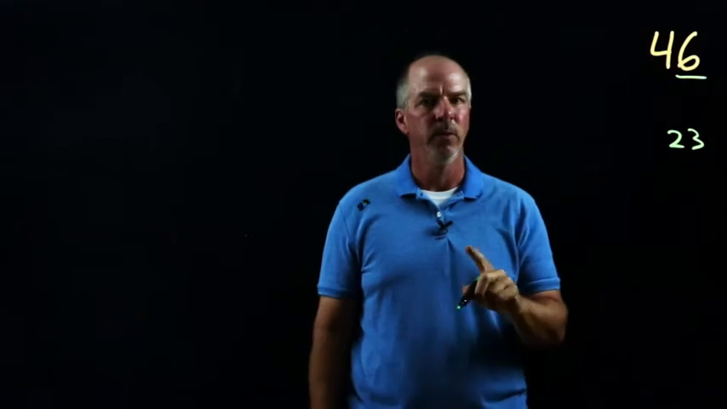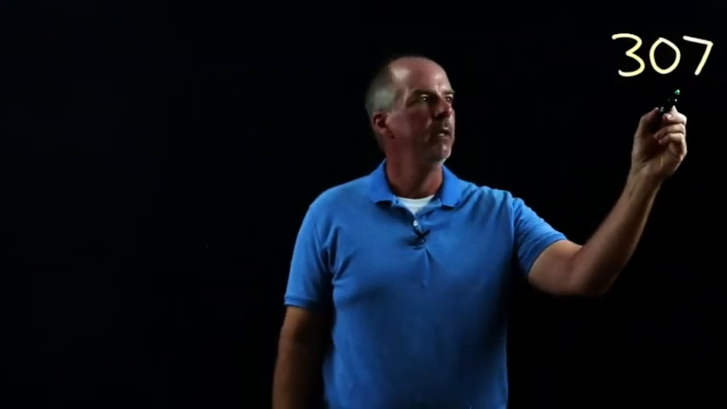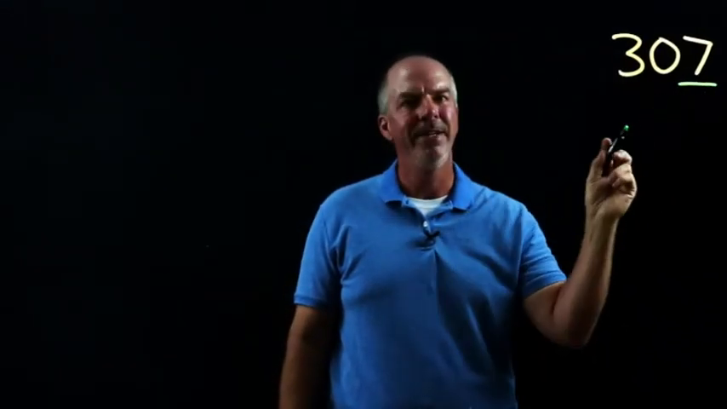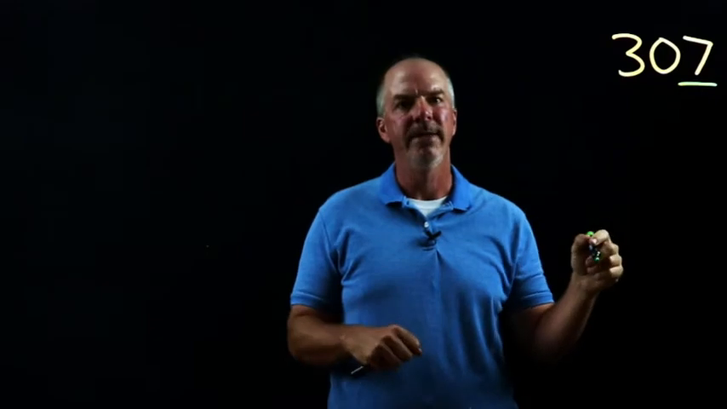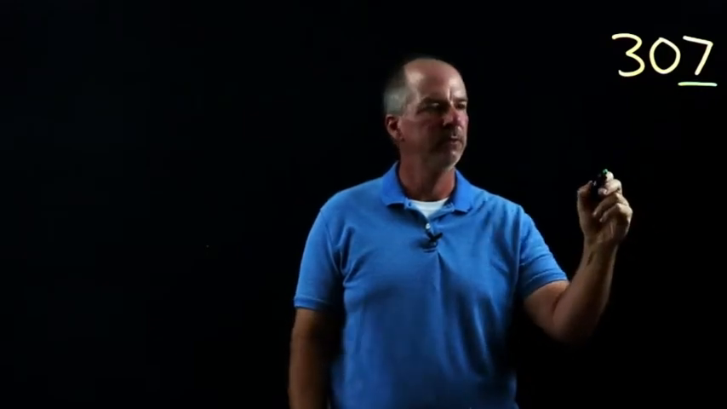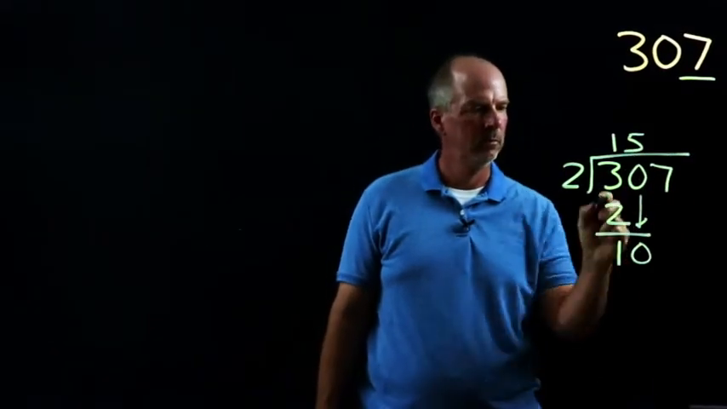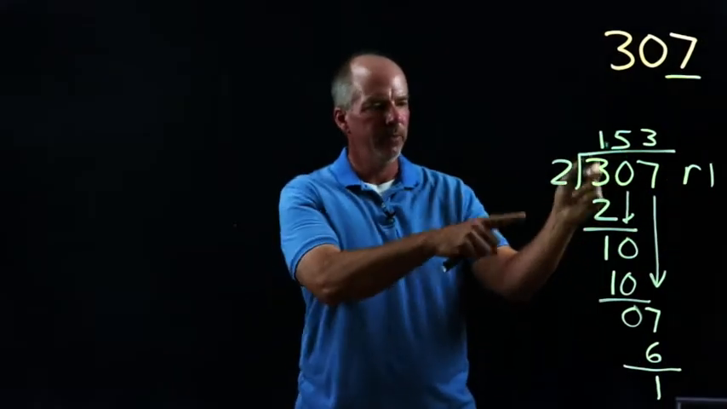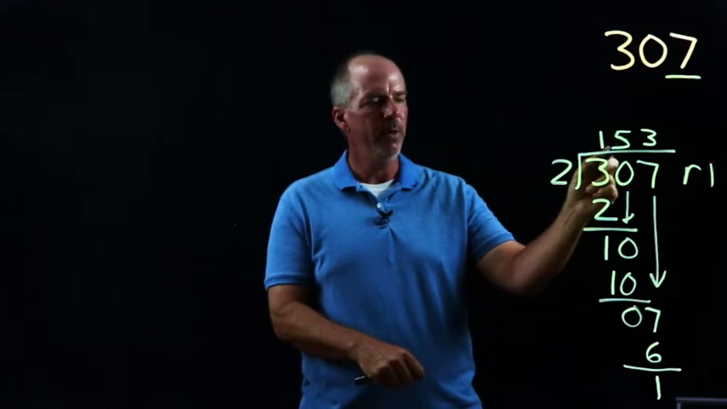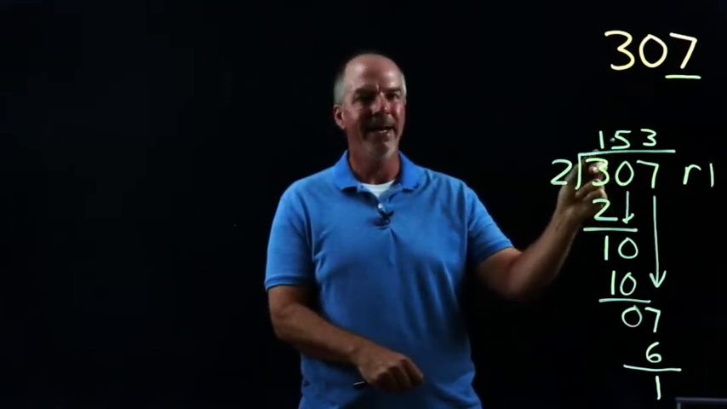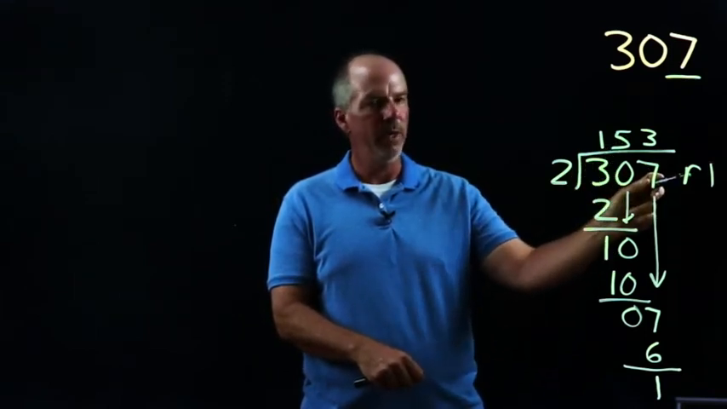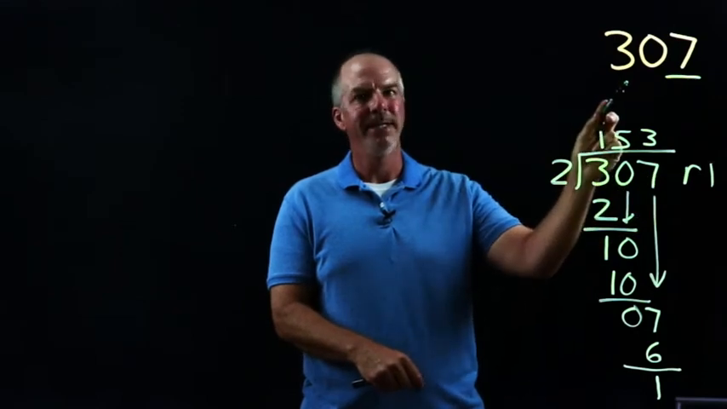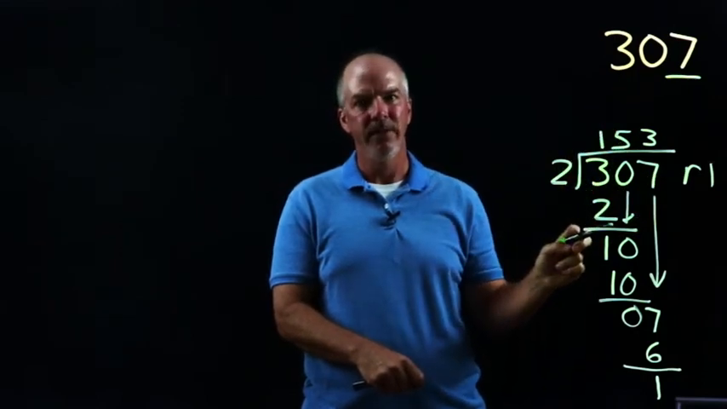Okay, let's look at one more. 307, the last digit is a 7. 7 is odd, so 2 will not divide into 307 evenly. Let's see what happens if we try to divide 2 into 307. So here it is worked out. You can see 2 will go into 307, but not evenly. We have a remainder of 1. So 307 is not divisible by 2 evenly.